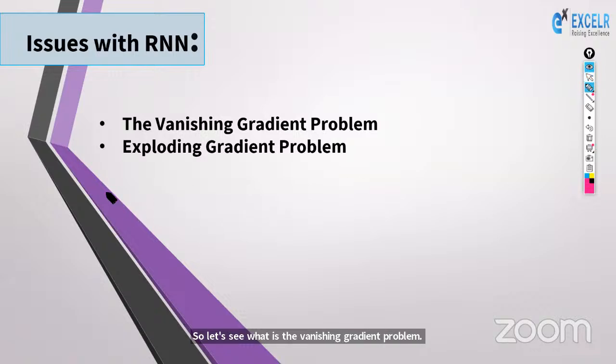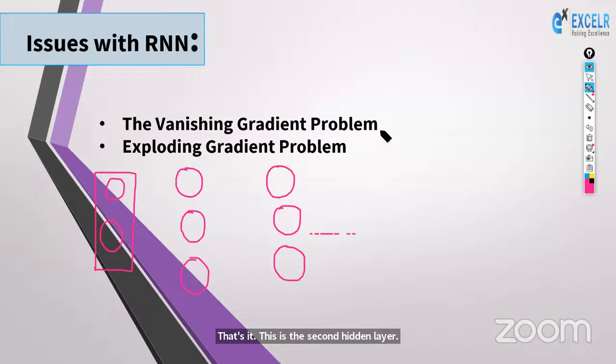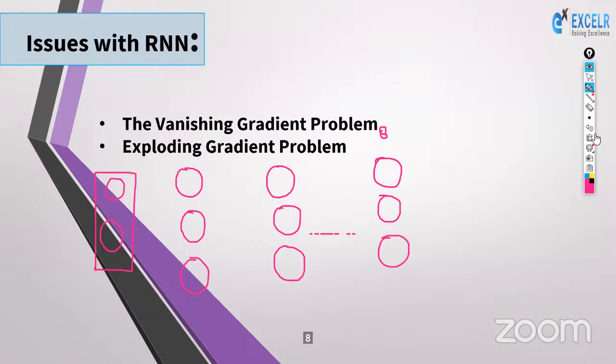Let's suppose, guys, we have a network architecture like this. We have an input layer. Let's say these are the nodes for the input layer. Then we have the first hidden layer, and let's say this is the second hidden layer. And likewise, let's suppose we have 8 hidden layers total. Or let's say we have 10 hidden layers.